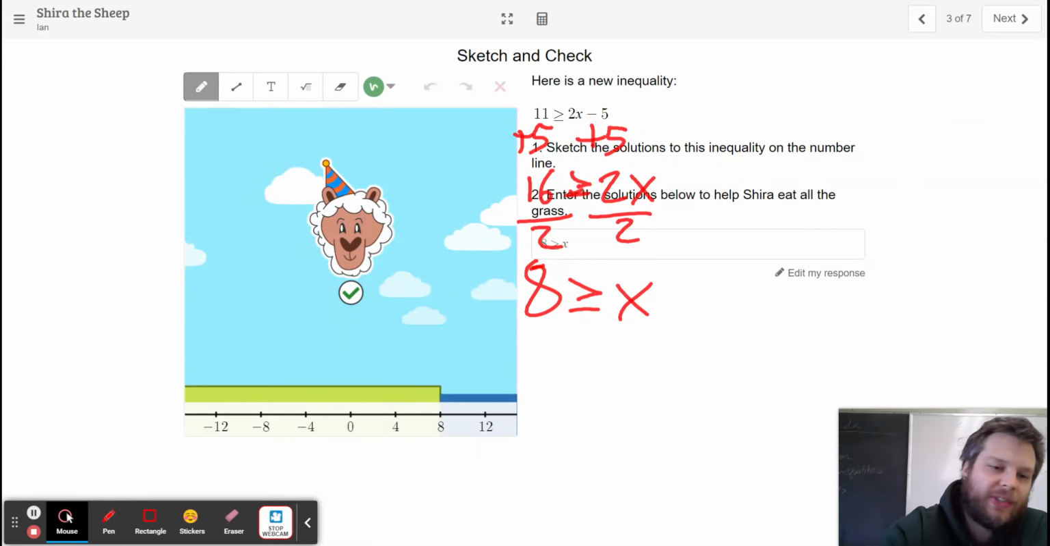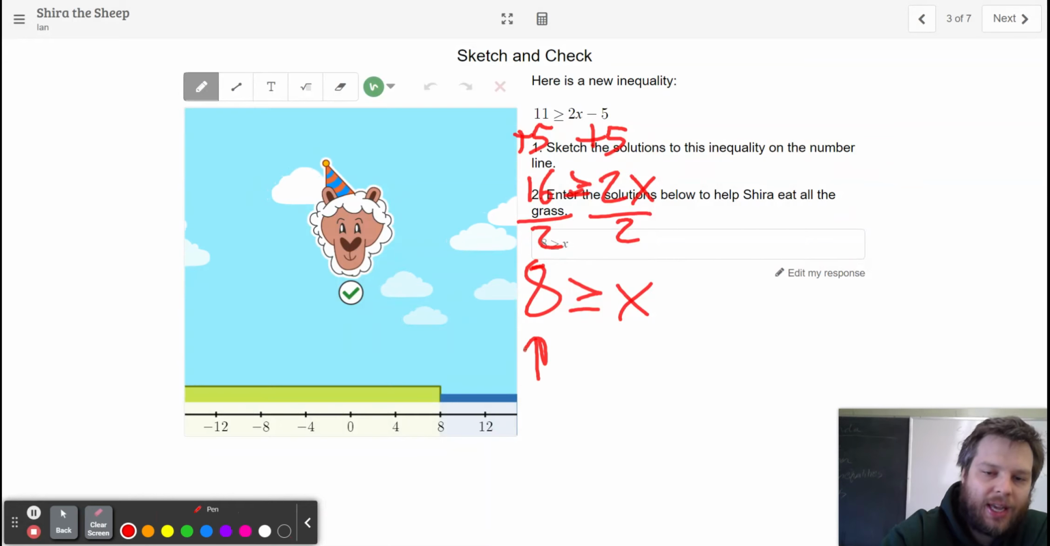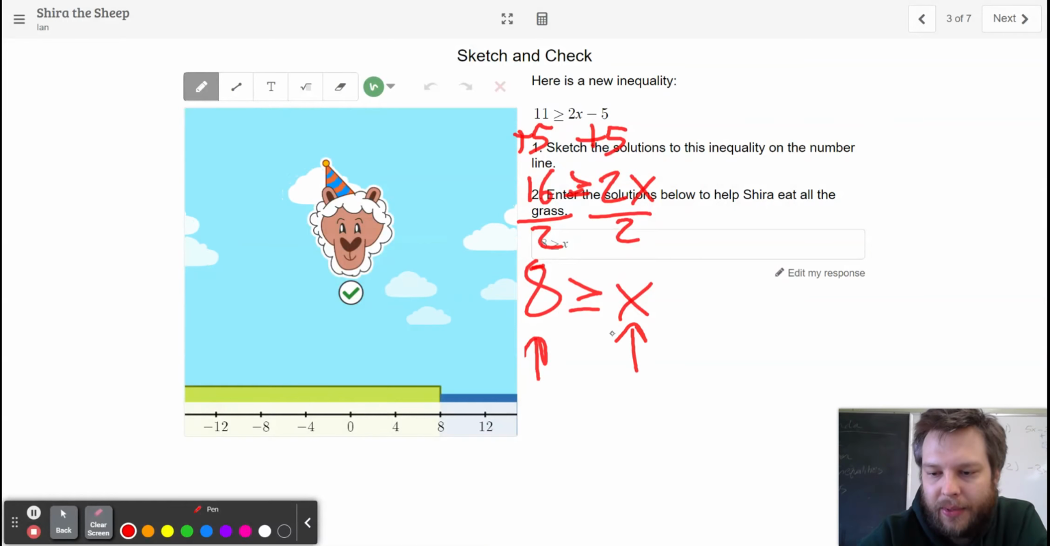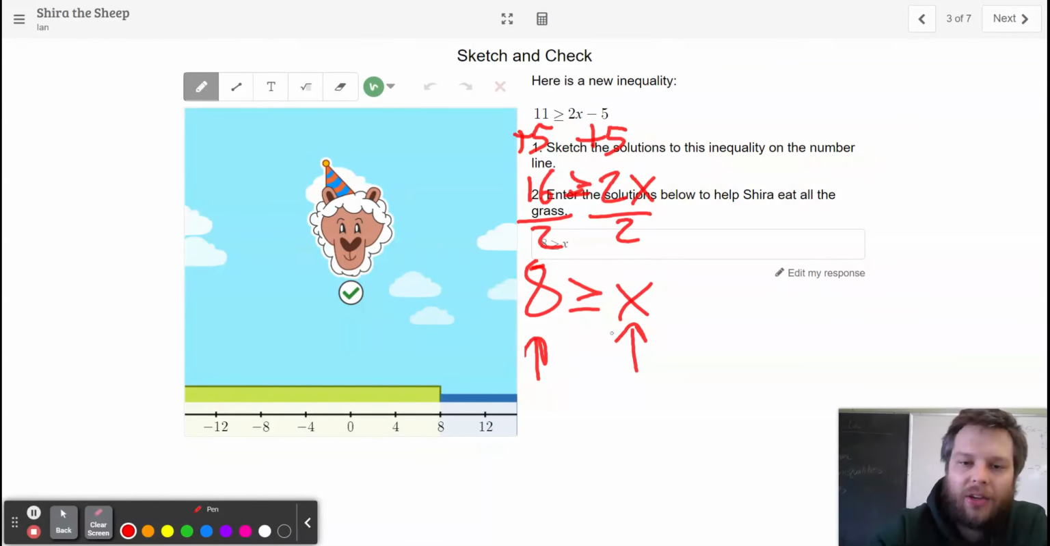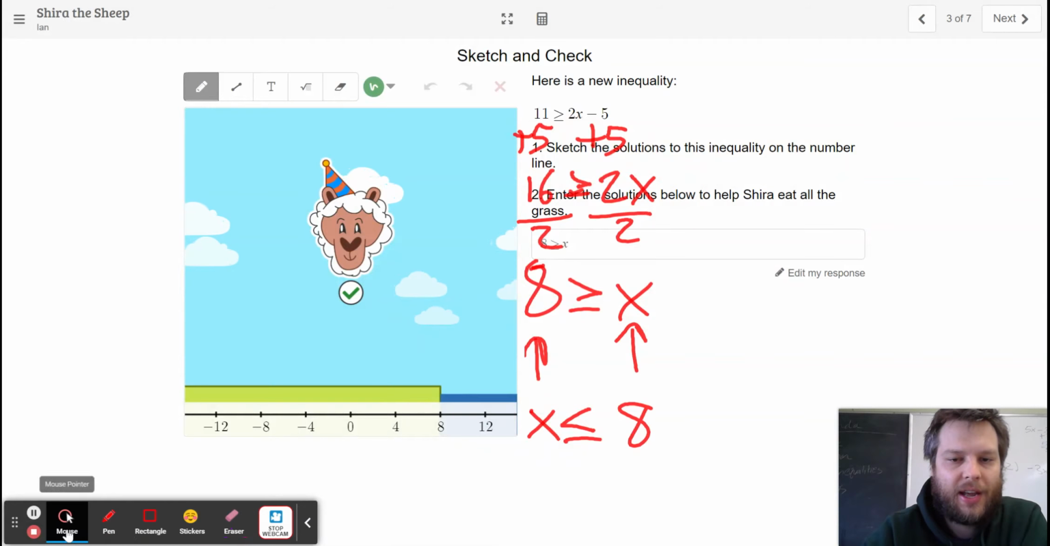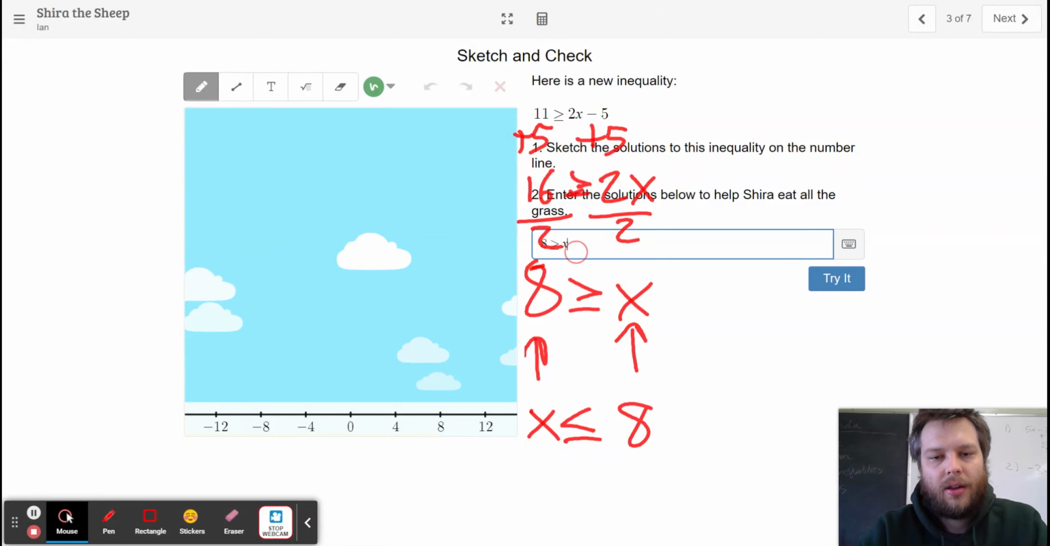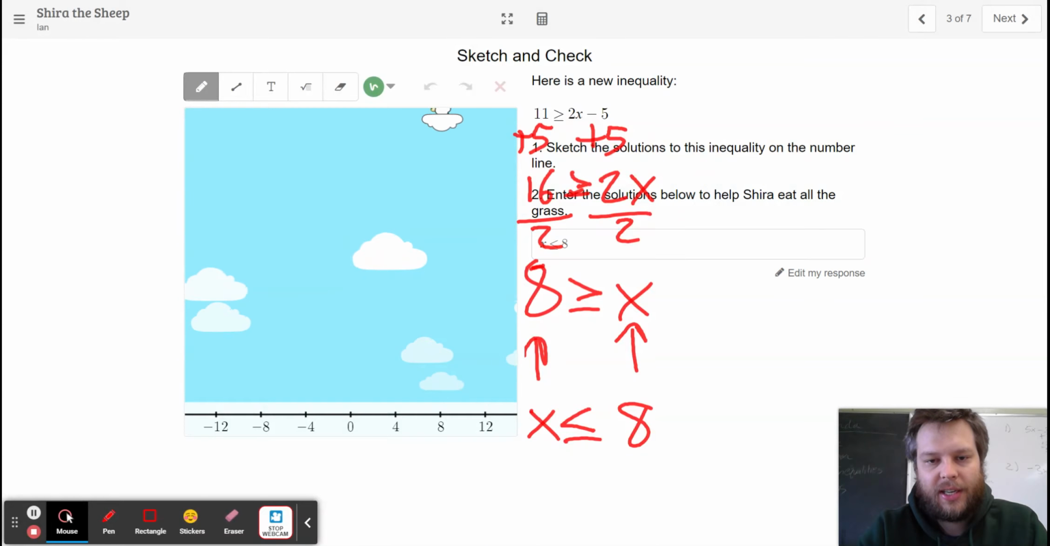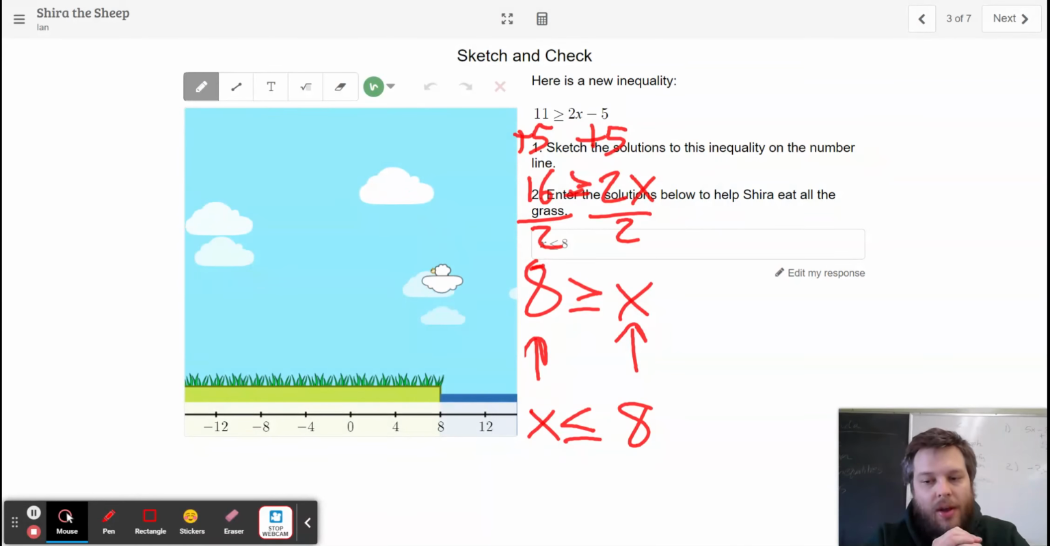This is actually saying that the number 8 is bigger than the solutions. The number 8 is bigger than the numbers that Shira will eat. I could have also typed in x is less than or equal to 8, and Shira will be just as happy because I am asking Shira to eat numbers that are less than or equal to 8. Please convince yourself that those two statements are true.